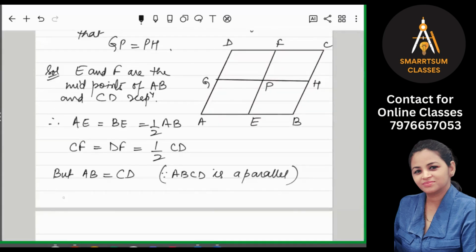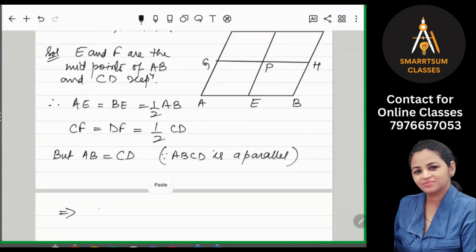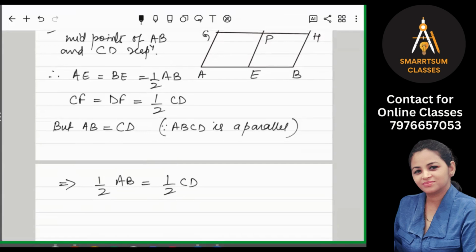That means what can we say from this? We can write that half of AB will be equal to half of CD. Because AB and CD are equal, therefore half of these lines will also be equal. And half of AB is BE, and similarly, half of CD is CF. So write down: half of AB is BE and half of CD is CF.